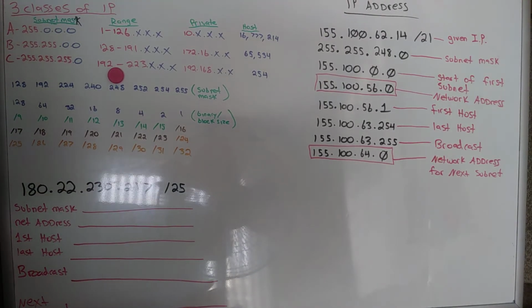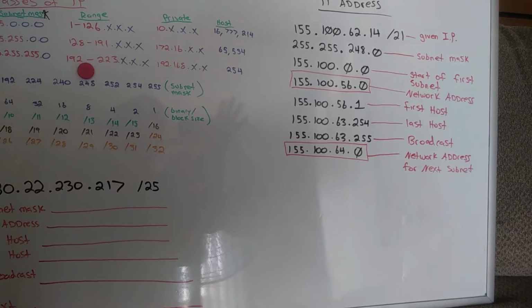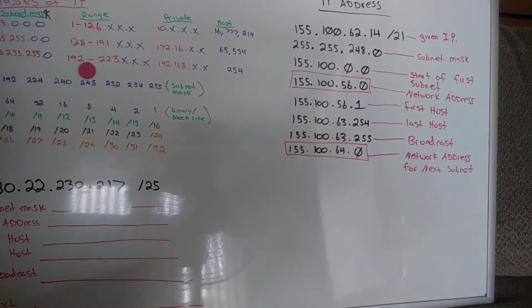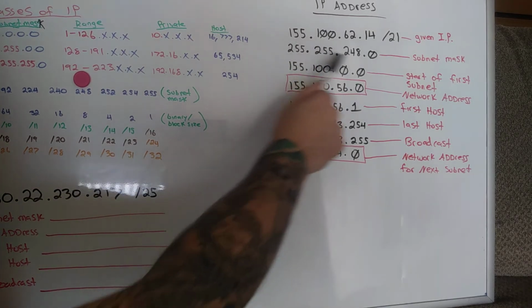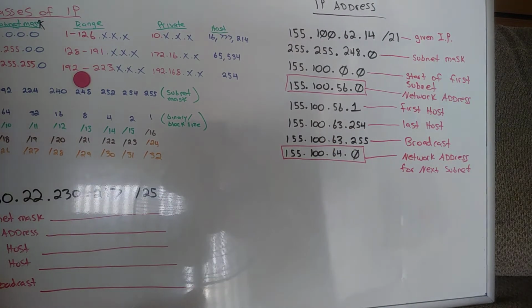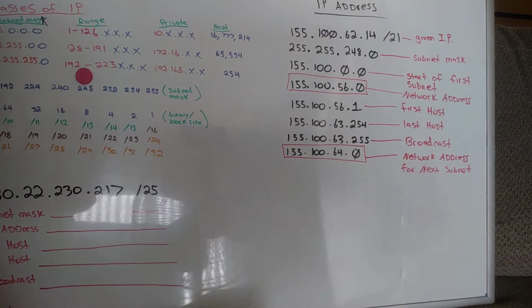What we have trouble with is, for instance, on our test, Dr. Huffman gives us an IP address with a CIDR. And then he wants to know the basic information. What's the subnet mask? What's the net address? What's the first host, the last host? What's the broadcast address? And so I broke that down right over here.